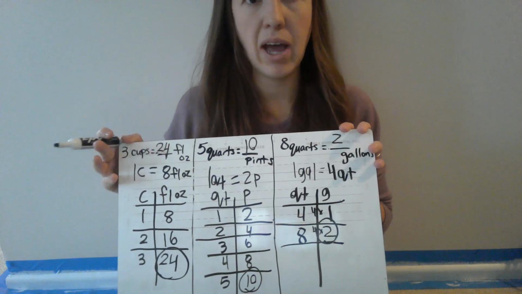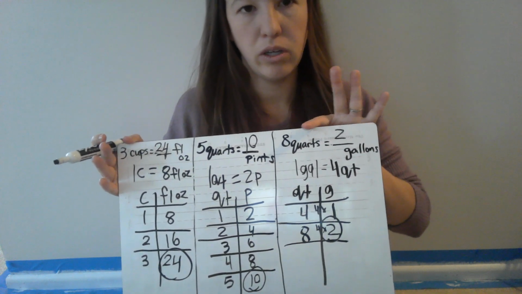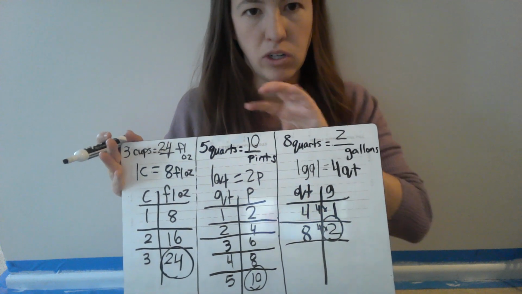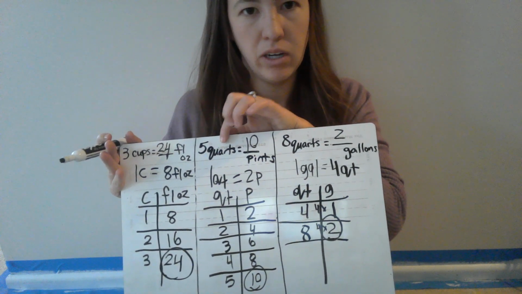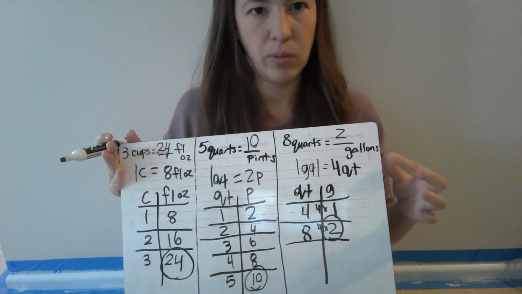So we kind of worked backwards in this problem because, again, we are going from a small unit to a big unit compared to going from a big unit to a smaller one where you end up needing more. This time we needed less.